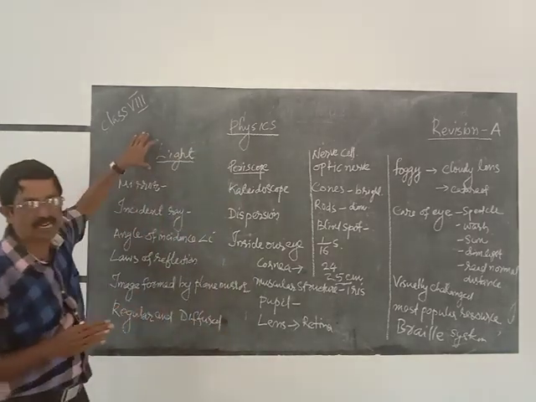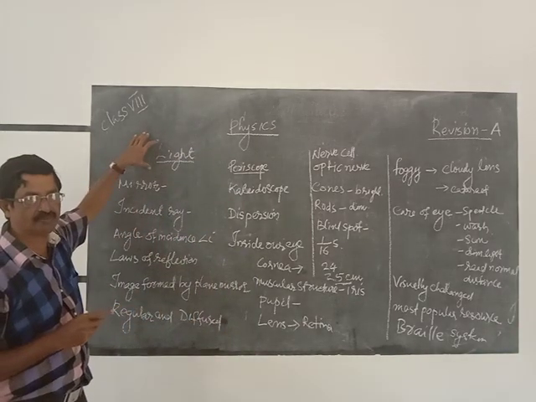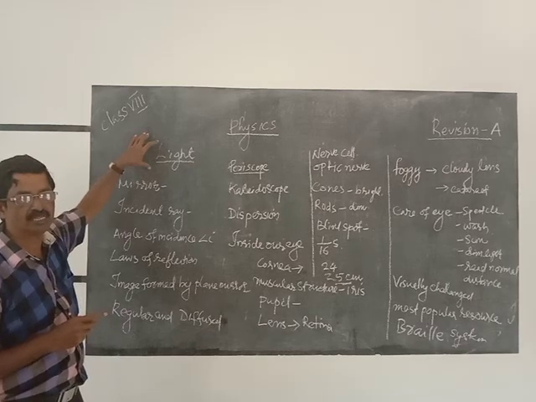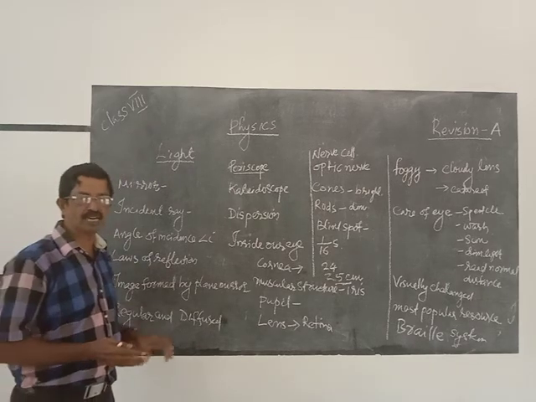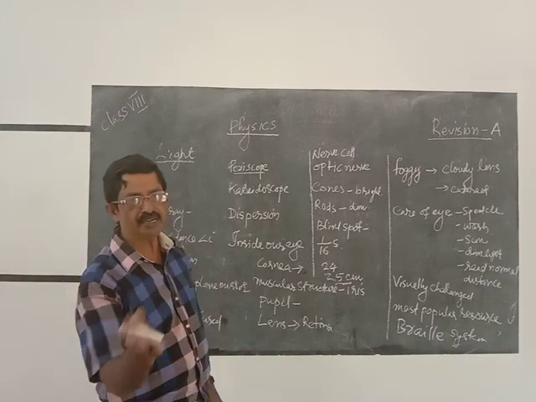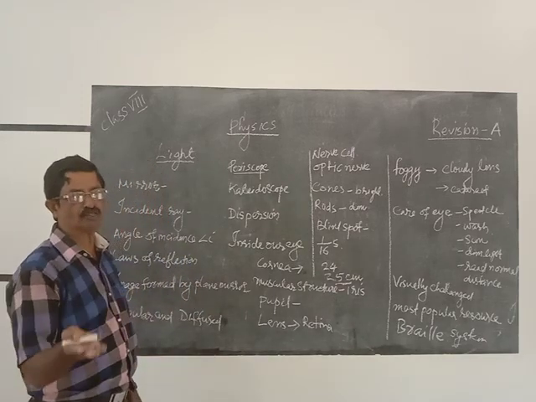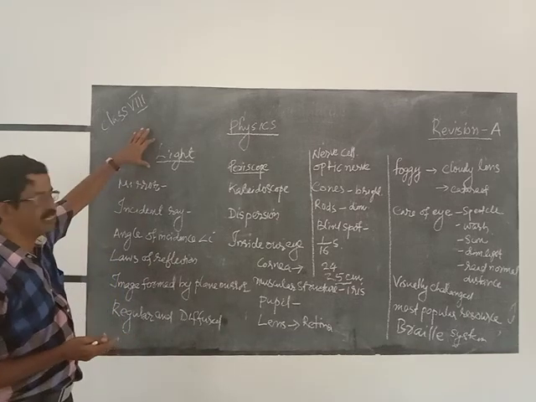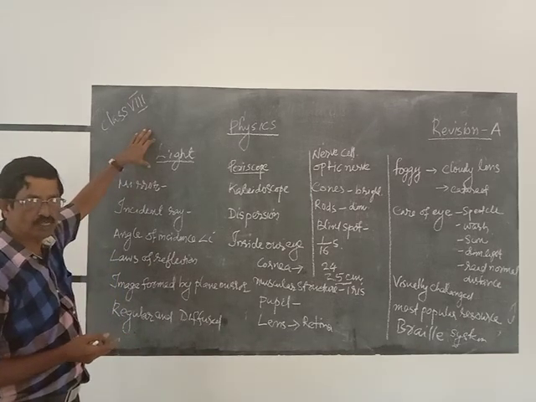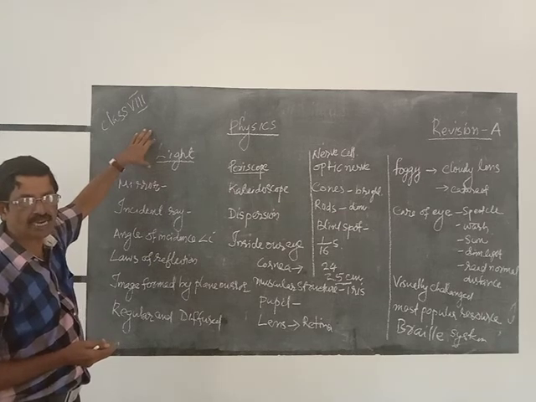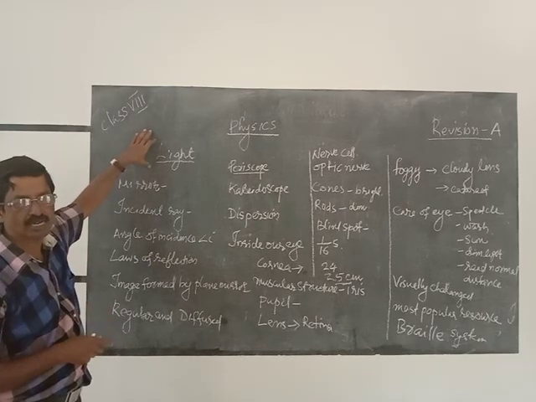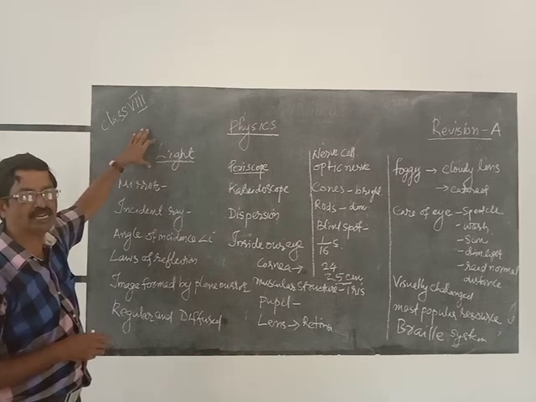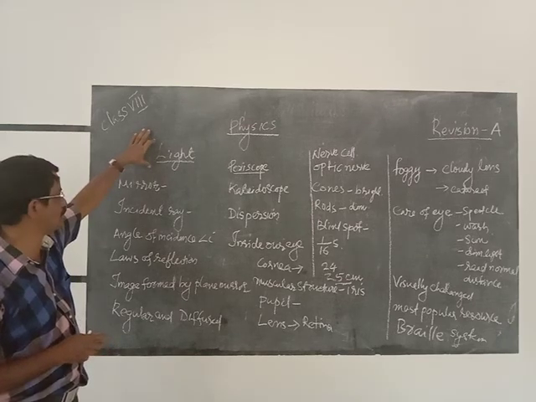Light means an electromagnetic radiation, and that electromagnetic radiation can travel through any medium if it allows it to pass through. Now, when light falls on an object and returns or reflects from it, and that light falls in our eye, we see that object.